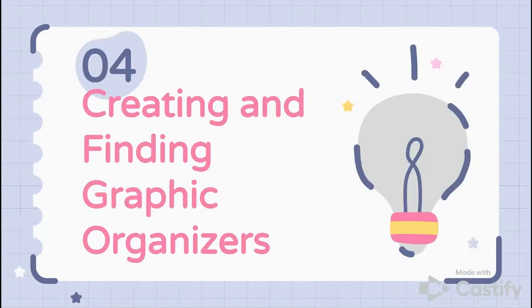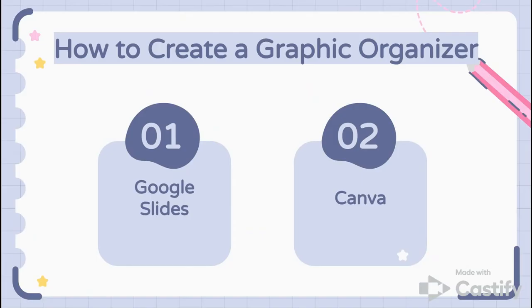Creating and using graphic organizers. How to create graphic organizers. The 2 main ways that I recommend creating graphic organizers would be using Google Slides or Canva. Canva is a program that Sequoia Grove Charter Alliance students have access to through their school email.